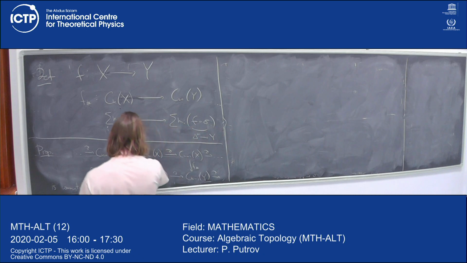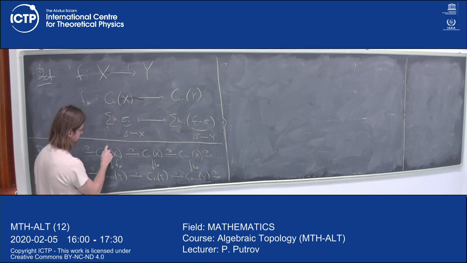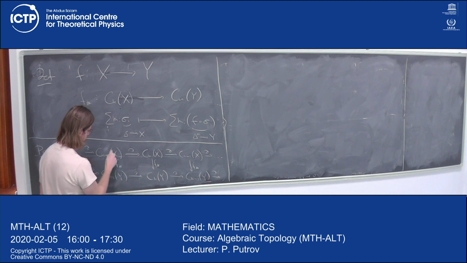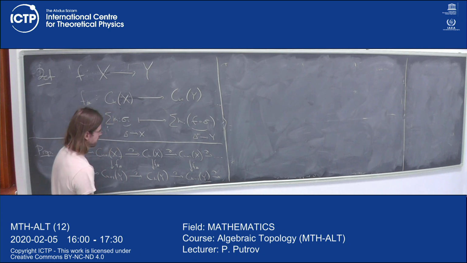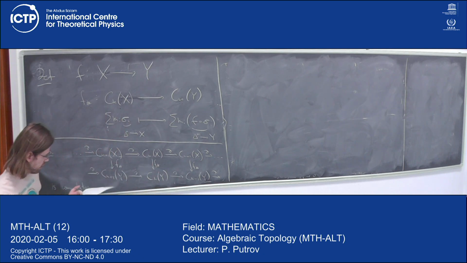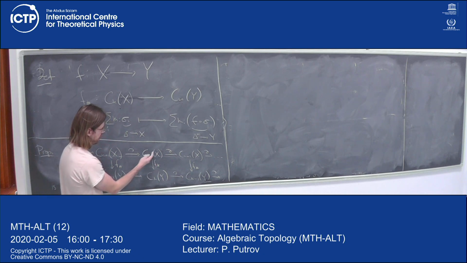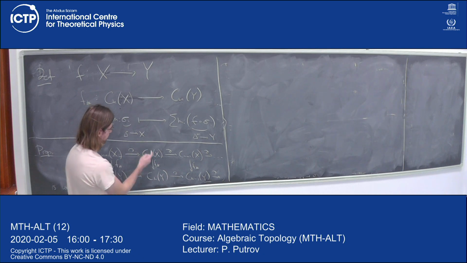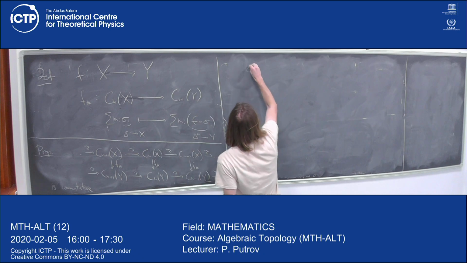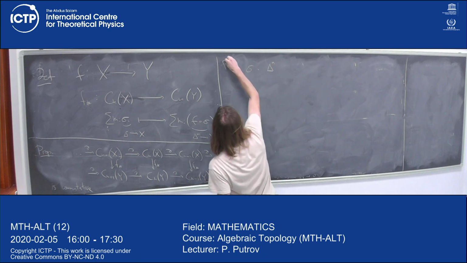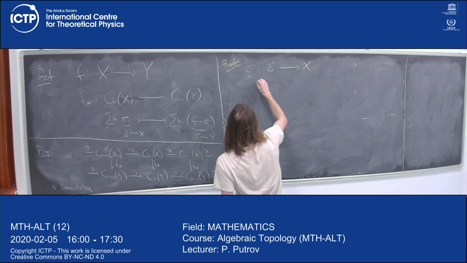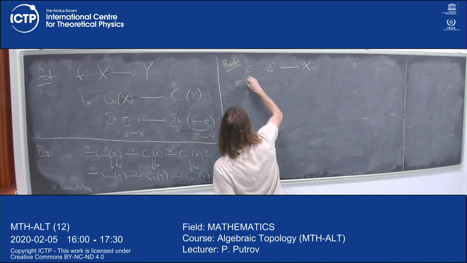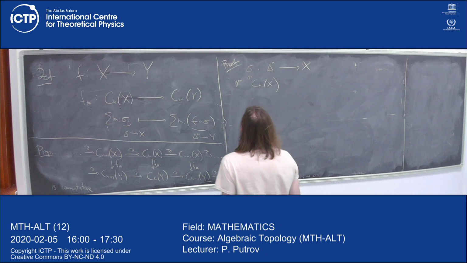Commutative means that for any square like this, if I take some element here and act on it by this map and then this map, or like this and like this, I end up with the same element. This is what I want to check. Let me consider this square instead. Since these are all homomorphisms, it's enough to check it on generators. So let me take some generator in Cn of X, which is a map sigma from delta n to X.